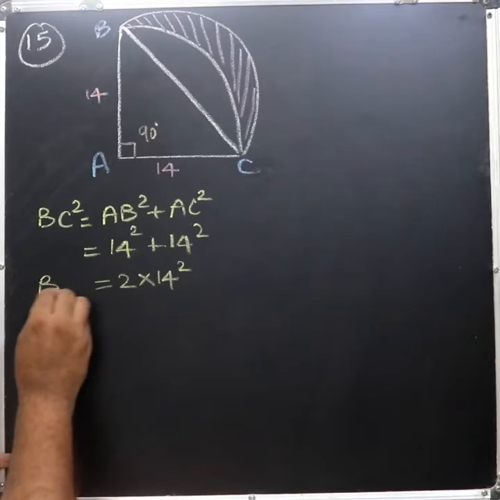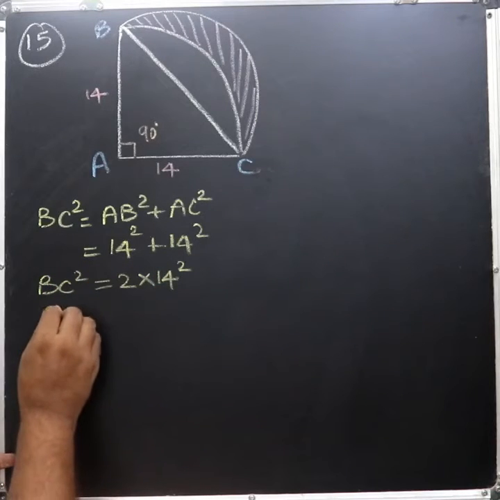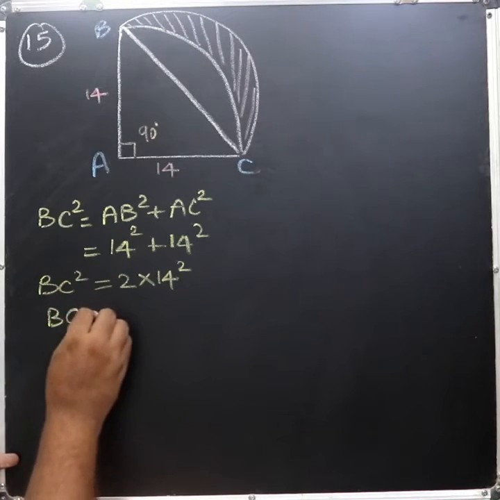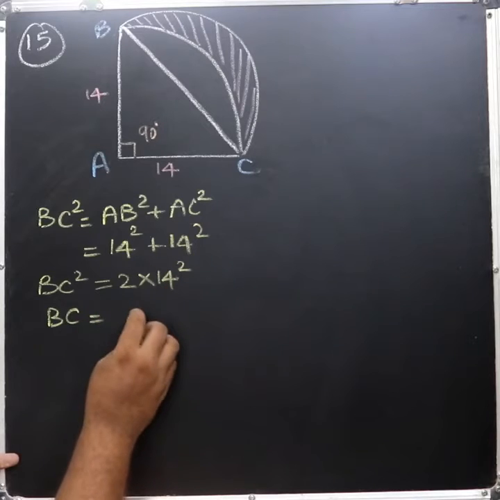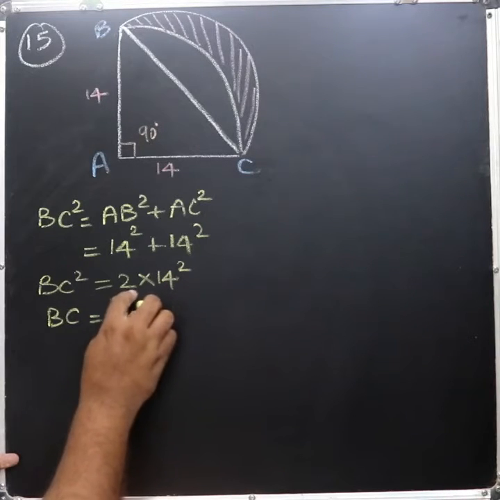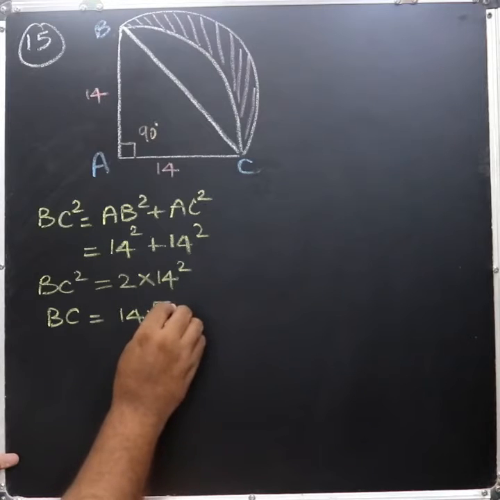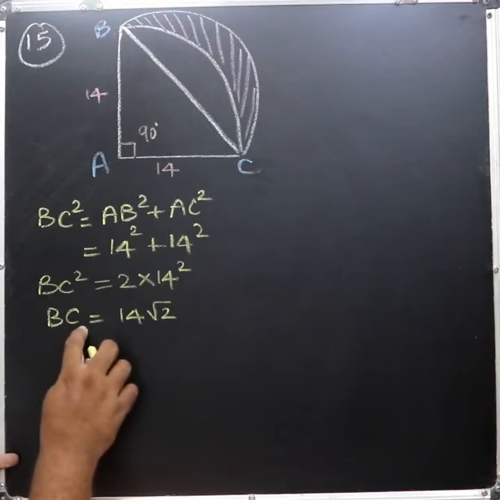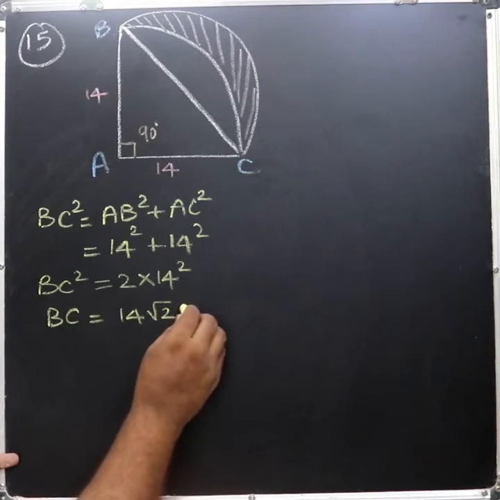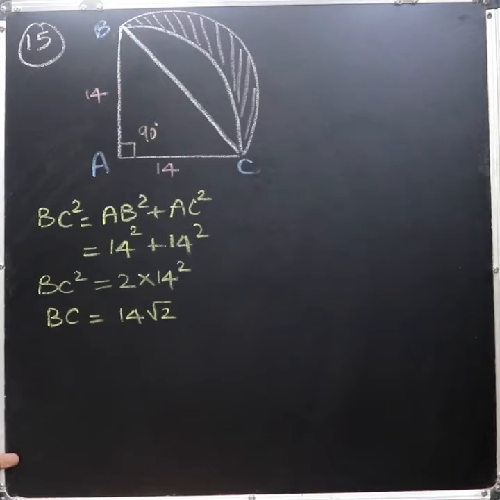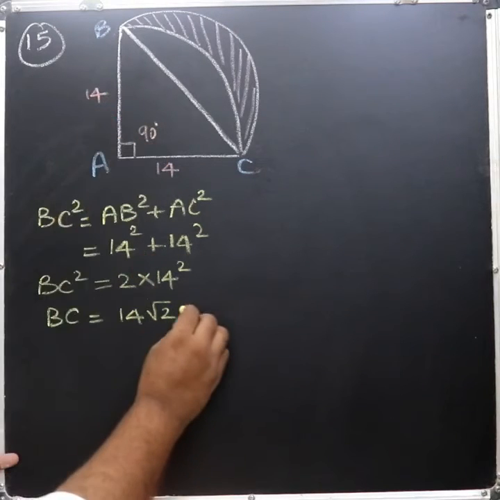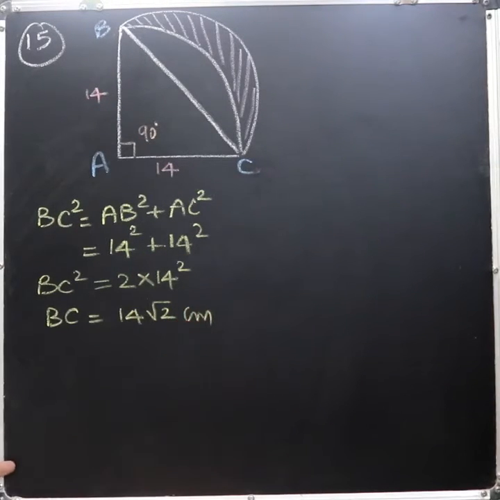Now your BC squared is 2 into 14 squared. When you take square root, you will have BC equal to 14. And 2, we don't have a square root, so you can just write root 2. Now the value of BC is 14 root 2. Since this measurement is in centimeter, this is also going to be in centimeter.